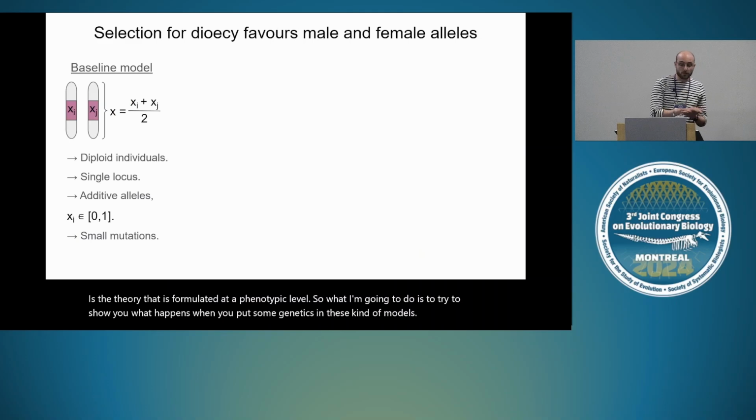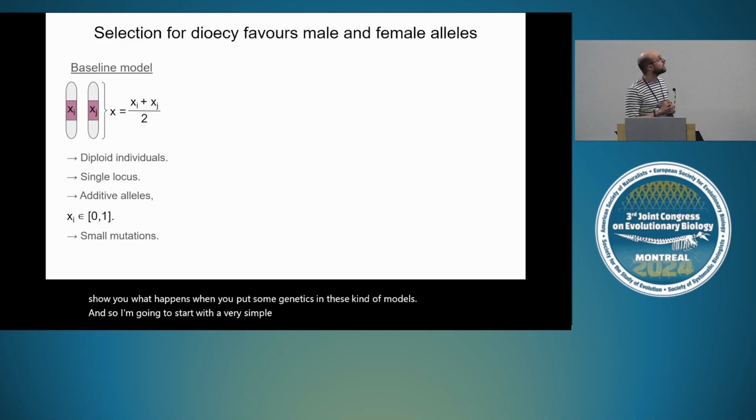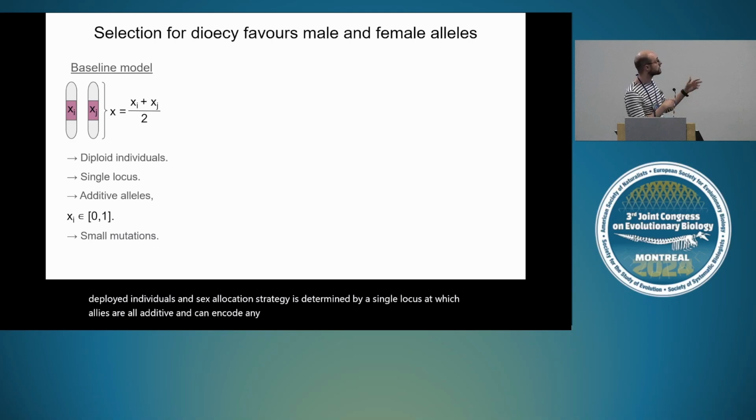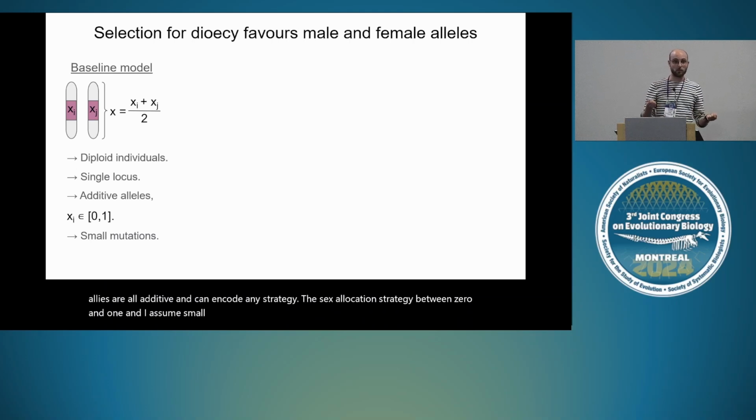And so I'm going to start with a very simple baseline model where I assume that I have diploid individuals and their sex allocation strategy is determined by a single locus at which alleles are all additive and can encode any strategy, a sex allocation strategy between 0 and 1. And I assume small mutations, meaning that when an allele mutates, the new value that it encodes is close to the value it encoded before.